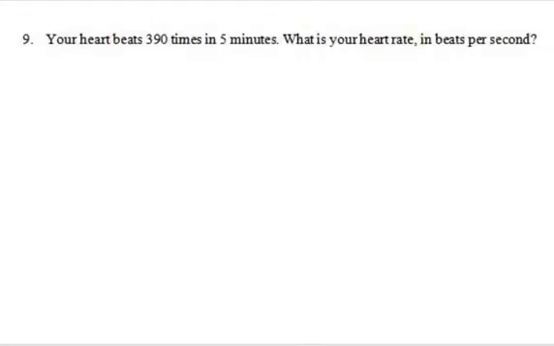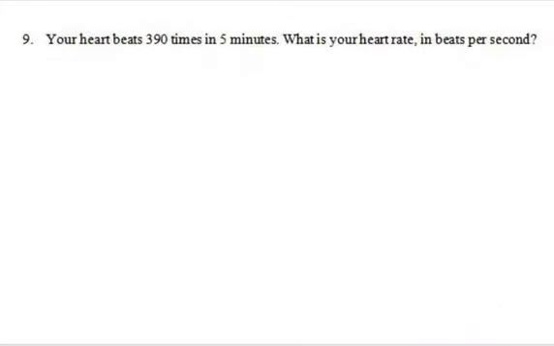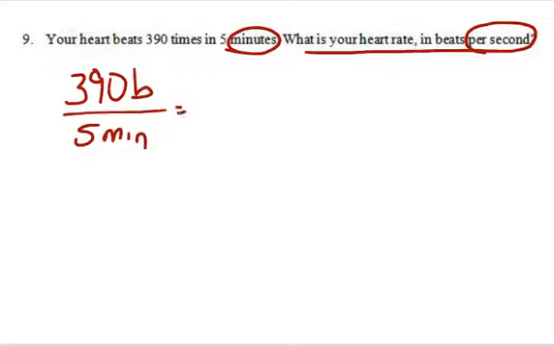Okay. Number 9. There's 8. Anytime you want to stop and take a look at something, feel free to pause your video. Number 9, your heartbeat is 390 beats in 5 minutes. What is your heart rate in beats per second? Notice we got 2 different units of measure. So we're going to have to take our minutes and convert them to seconds.